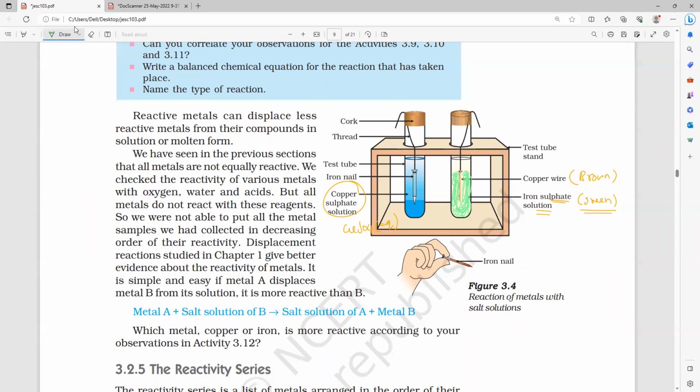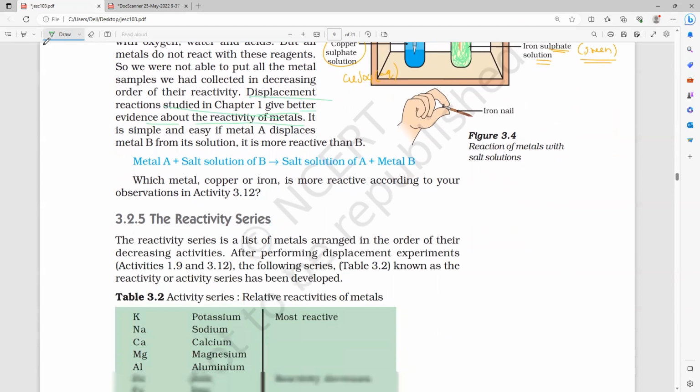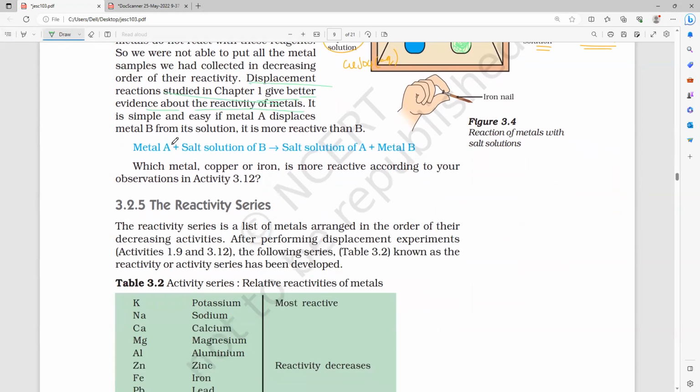So you can see that displacement reactions, which we studied in chapter 1, give better evidence about the reactivity of metals. Nothing they have taught here; they are just saying that you studied it in chapter 1. What you studied in chapter 1, that is what I am saying. So please learn, otherwise it is very, very tough.